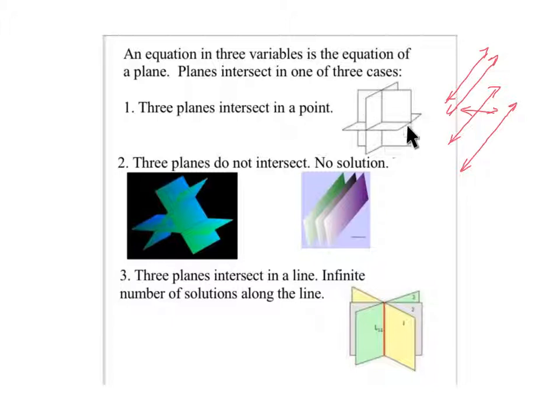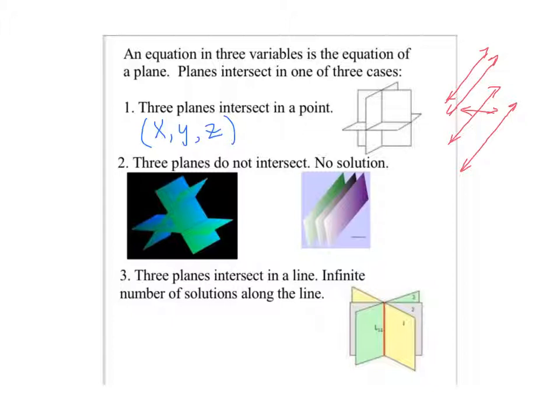And so all three planes would intersect in a single point. And because it's a three-dimensional world, the points will have three components, an x, y, and a z, because the planes together make a three-dimensional object. So another possibility for three planes is that they intersect in a point.